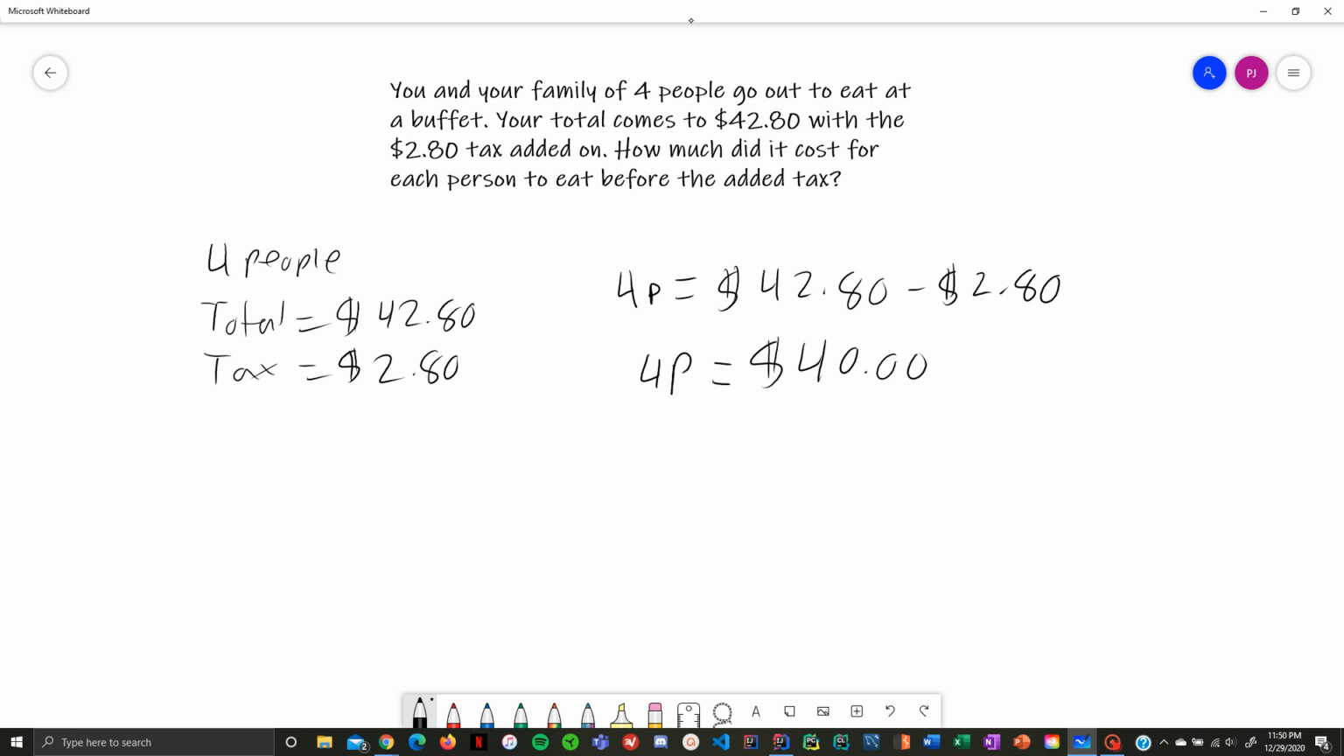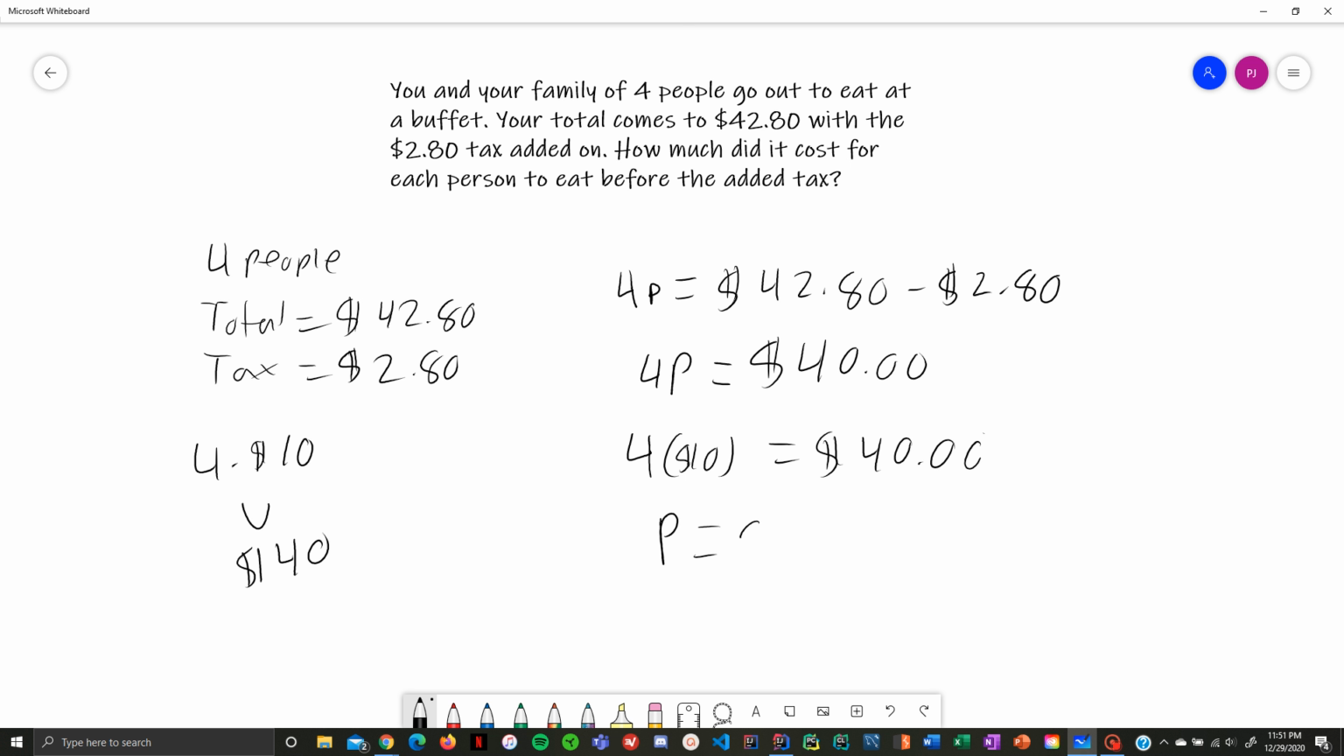Now, if you look at this, well, 4 goes into $40 10 times. So let's think about this. What would happen if we multiplied 4 times $10? We end up getting $40. So that is the solution to this equation. 4, when we multiply that by $10, is indeed equal to $40 by using mental math. So P is equal to $10.